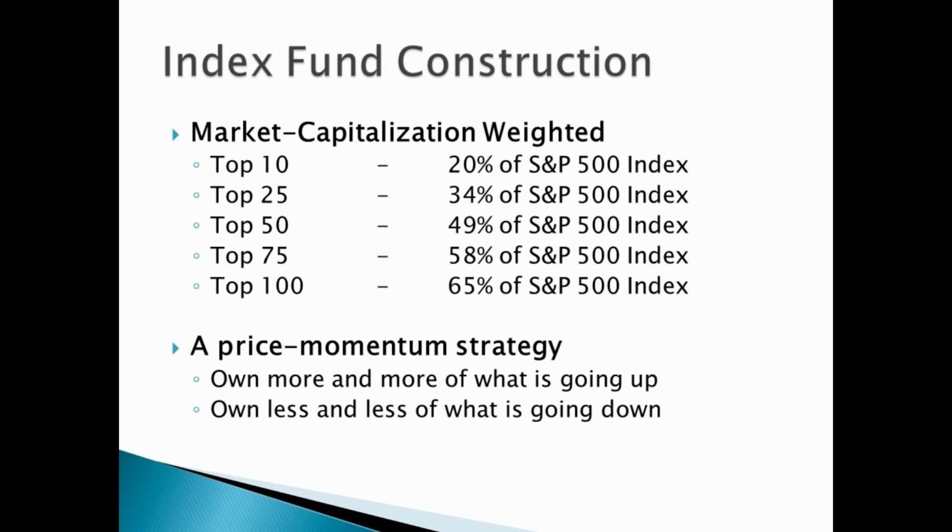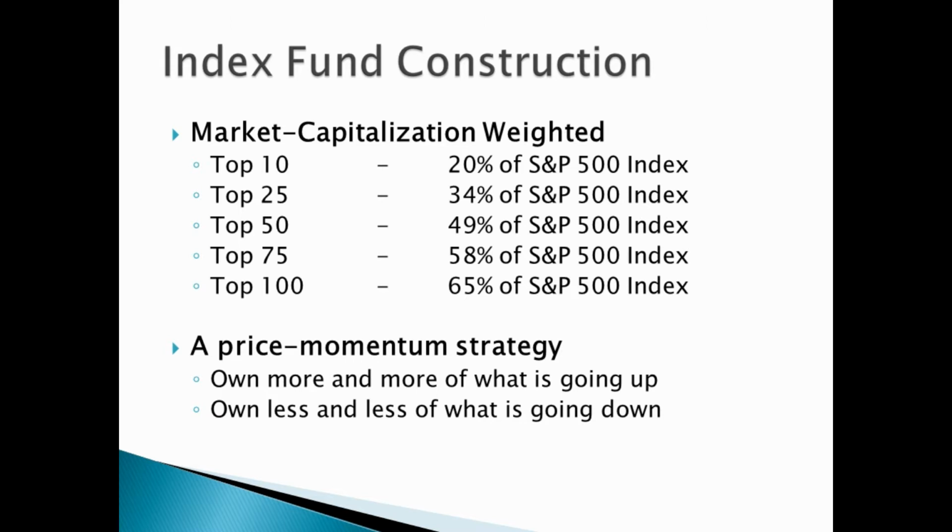Now, the next slide looks at the typical index fund construction. This particular one is looking at the S&P 500 index. That index is comprised of 500 companies, but that does not mean that they count equally. It is not an equal weighted index where each company is 1/500th of the total pie. On the other hand, it is what we call a market capitalization weighted index.